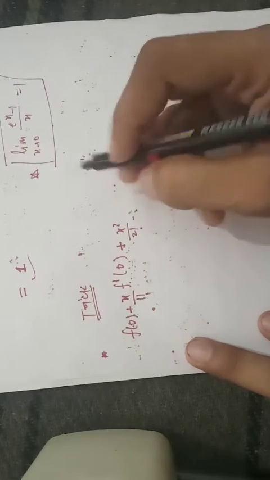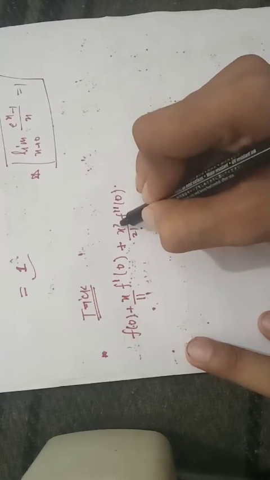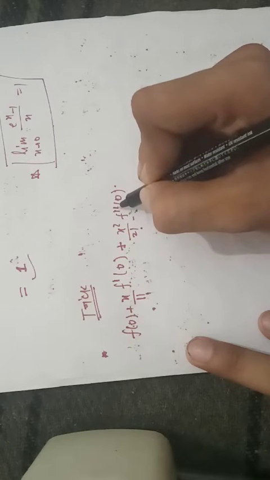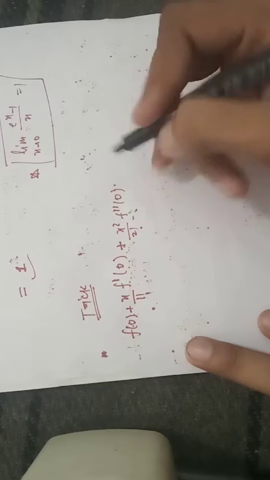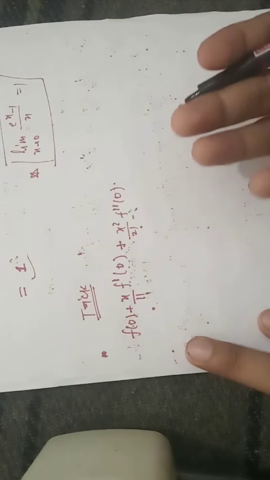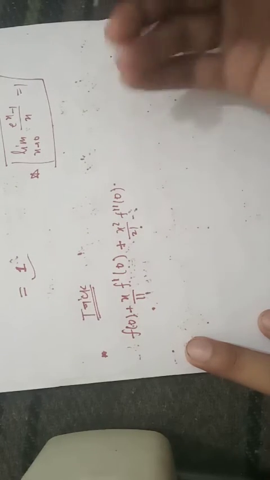x square upon factorial 2 f''(0). Whatever is the power, that number of times you have to differentiate the function, and the same number you have to give the factorial. Okay, this is the simple pattern. If you observe the pattern, then there is nothing to remember, and this is not rocket science.